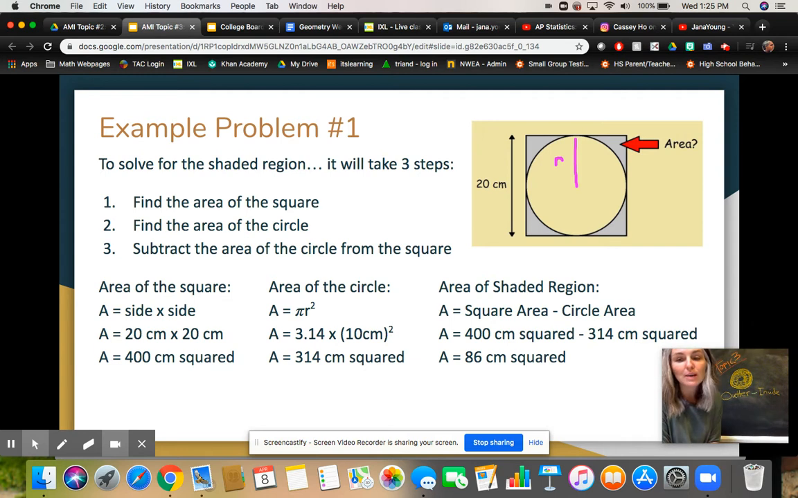So now would be a great time to hit pause and make sure that you have this example written down beautifully, just like this.